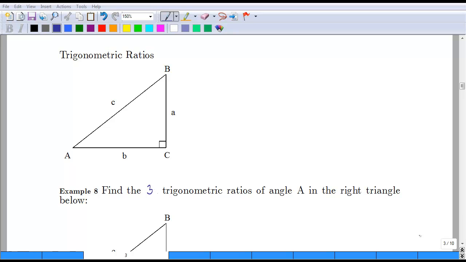This video will give an introduction to the trig ratios, or trigonometric ratios. Now, the trigonometric ratios are all based on a right triangle. Again, a right triangle is a triangle that has a 90-degree angle, or right angle, as one of its angles, and the side opposite to that 90-degree angle we call the hypotenuse.